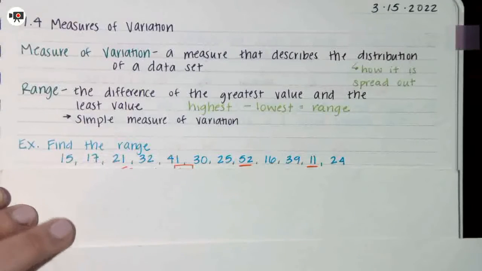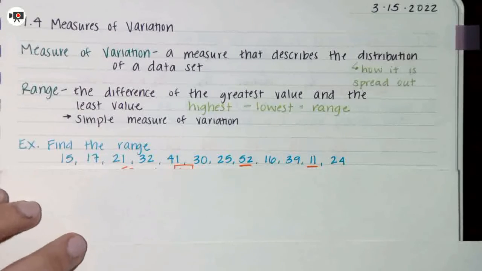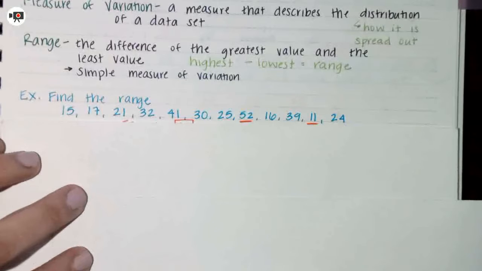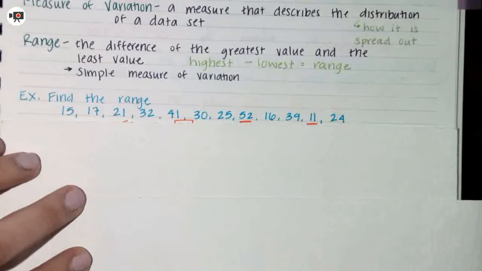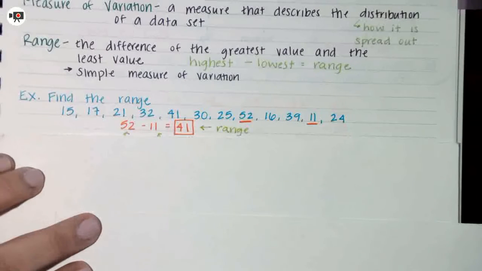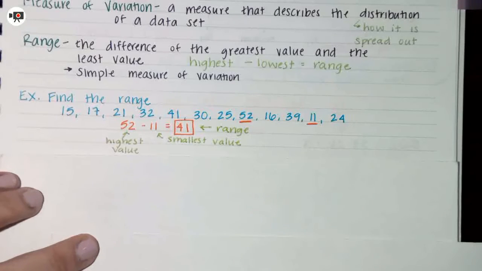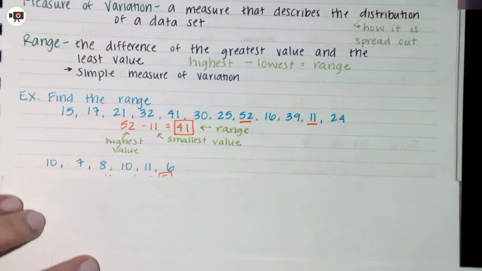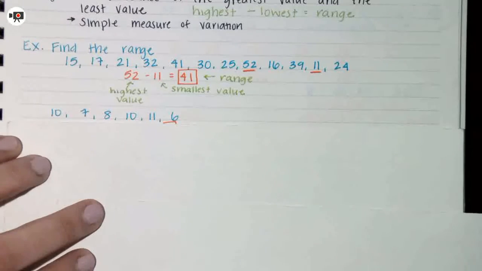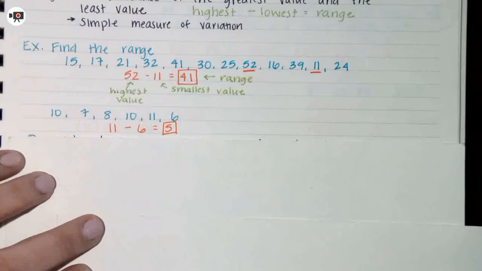So we're going to find the range of this data set. The highest number I have is 52, and the lowest number I have is 11. So 52 minus 11 is 41. That is the highest minus the smallest equals the range. For this data set, the highest number is 11, and the lowest is 6, so the range is 5.